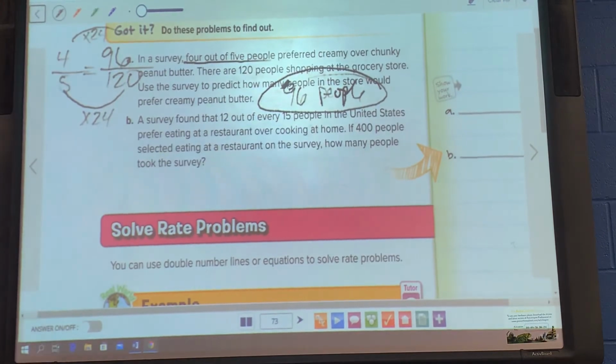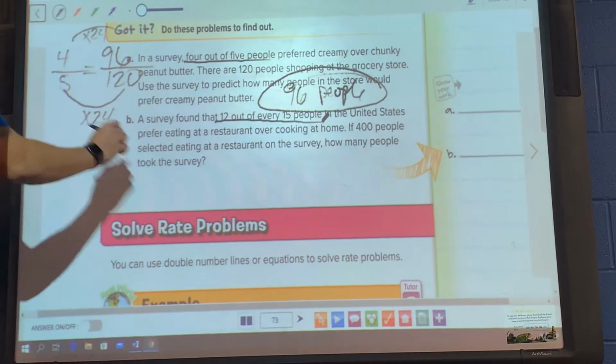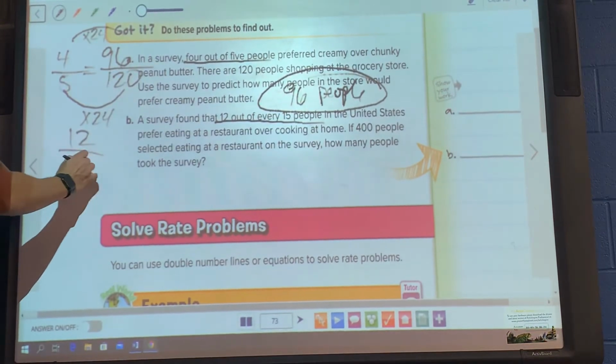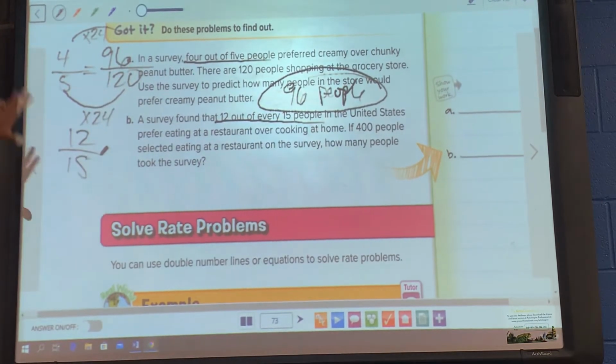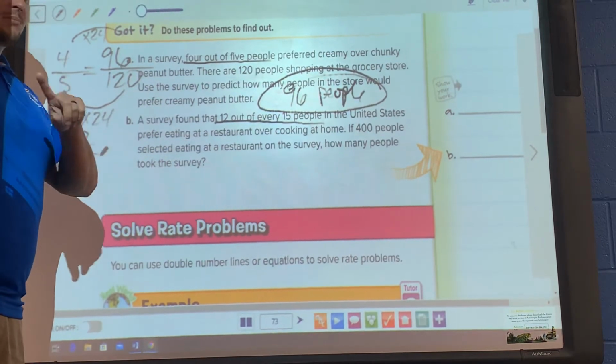Now, letter B. Survey found that 12 out of every 15 people, so I'm gonna go ahead and write that down, 12 out of 15. That's my first ratio. In the United States, prefer eating at a restaurant over cooking at home. If 400 people selected eating at a restaurant, you gotta pay attention to that.